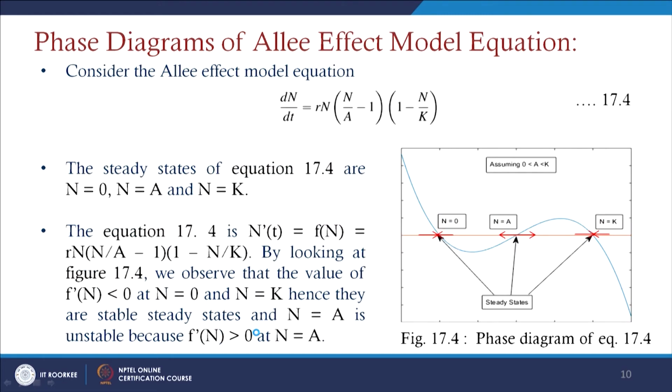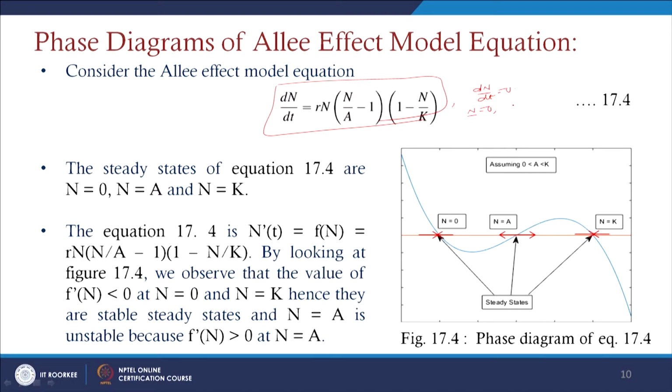In this phase diagram analysis, if you just consider the Allee effect model, we can find that the equation is represented in the form dN/dt = rN(N/A - 1)(1 - N/K). And if we want to find the steady states, we put dN/dt equal to 0. This means that N = 0 is the first point.